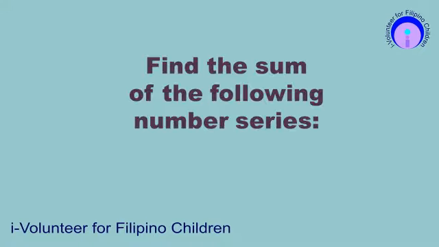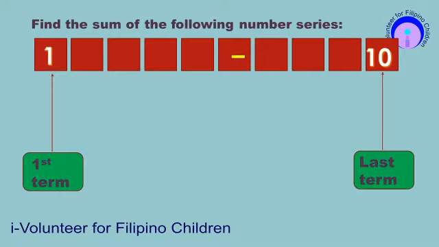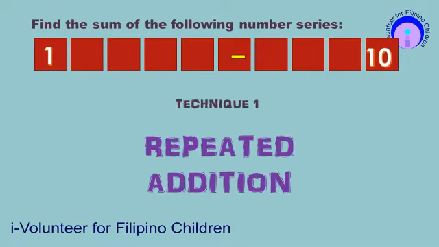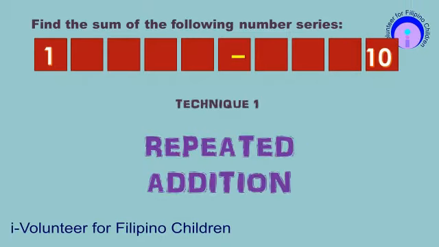For our first example, we will consider the series 1 to 10. We will call 1 the first term and 10 the last term. We will use two methods to solve this problem. One is repeated addition, and the second technique uses multiplication. We will discuss first the addition method, followed by the multiplication method.